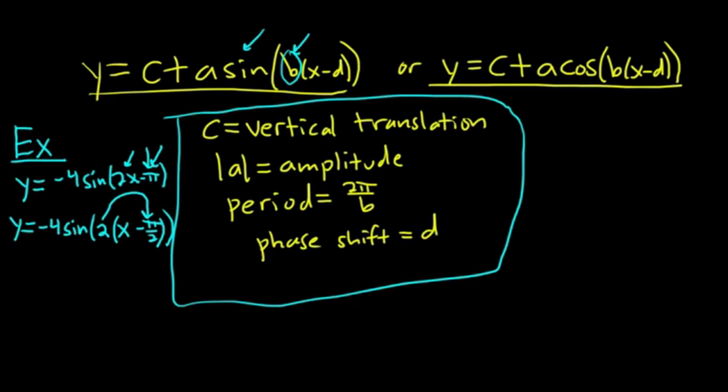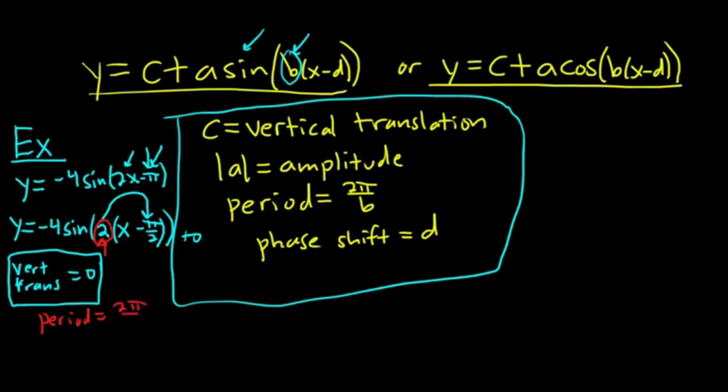So there is no vertical translation here. There is no c, right? You can think of it as +0. So the vertical translation is 0 in this case. Let's see, the period. To find the period, you just do 2 pi over b. So this is your b. So it's 2 pi over 2. So that would be pi.